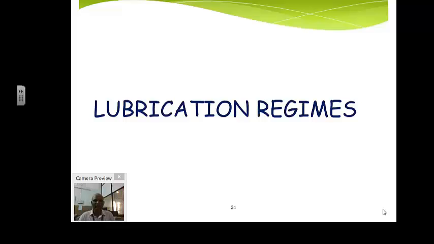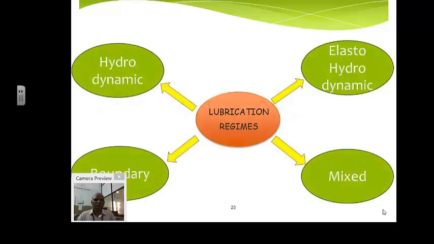Now we move on to lubrication regimes. So there is hydrodynamic lubrication where the film thickness is considerable. When we say considerable, it is of the order of few microns. And there is elasto-hydrodynamic lubrication where there are two effects: the elastic deformation of the surfaces as well as a hydrodynamic effect caused due to the flow of the lubricant. And there is mixed lubrication as well as boundary lubrication. Boundary lubrication is the other extreme where the film thickness is very small and there is no continuous film which is observed on a surface.